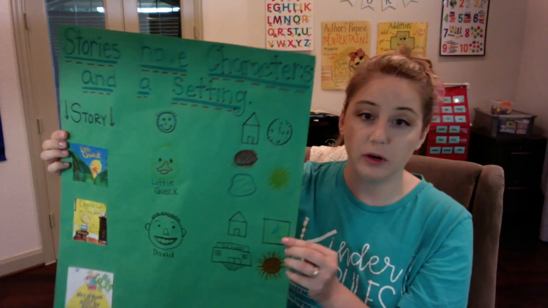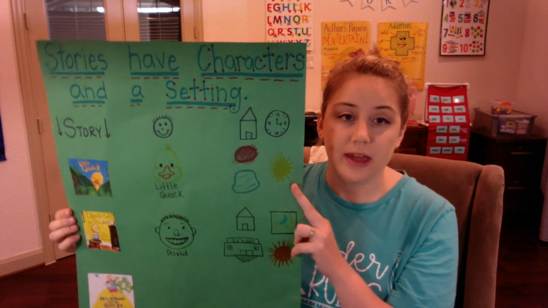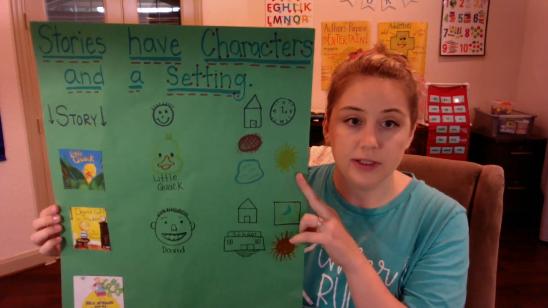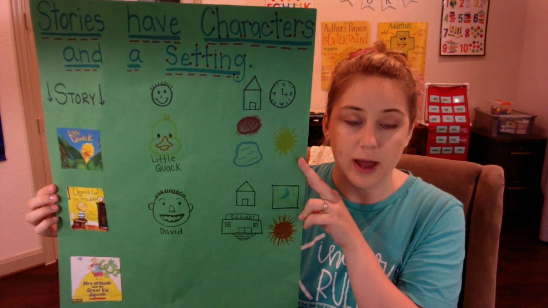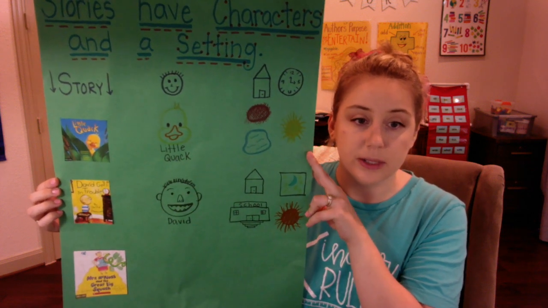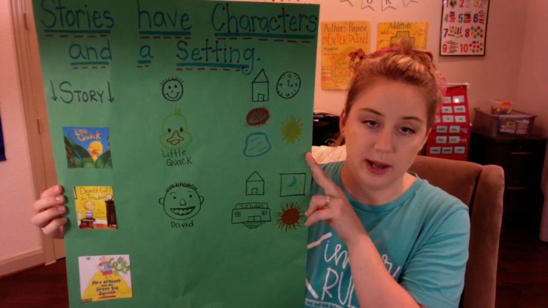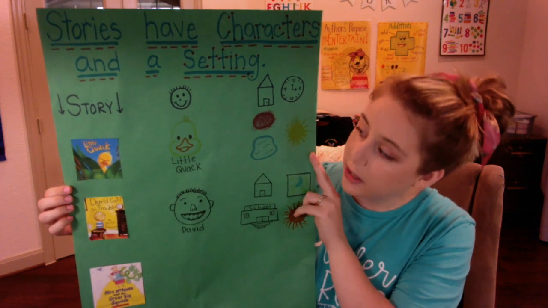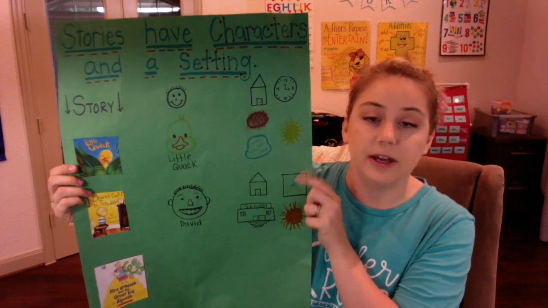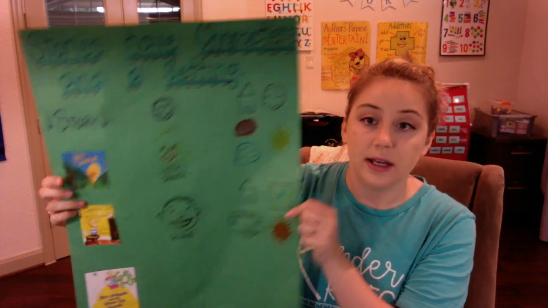Now, I have my anchor chart here, boys and girls, that we've been working on. We have stories, have characters, and a setting. And our books that we have read have been Little Quack, David Gets in Trouble, and now we're going to read Mrs. McNosh and the Great Big Squash today. You can see, boys and girls, that we have identified main characters and we have identified the setting. Now, the setting has two different parts. Let's do our whole brain technique.